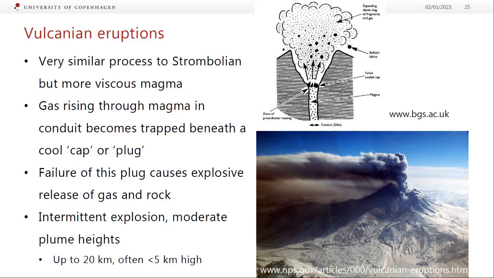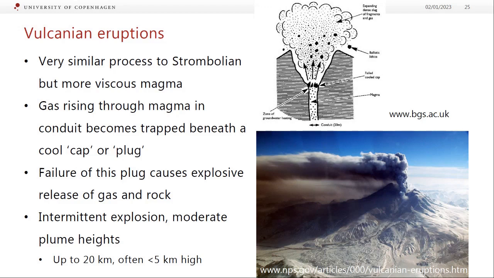Okay, Vulcanian eruptions are essentially the same process as Strombolian, but with a more viscous magma. And so we have the same idea that gas is rising up through the conduit, so the gas is still able to move independent of the magma and flow upwards. But when it gets to the top, there's this cool cap or plug, which is basically solid and behaves in a brittle manner. And when that gas pressure builds up enough, the cap fails, it breaks, and it ruptures, and we have an explosive release of gas and rock from the magma conduit.